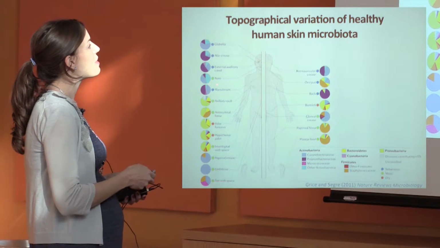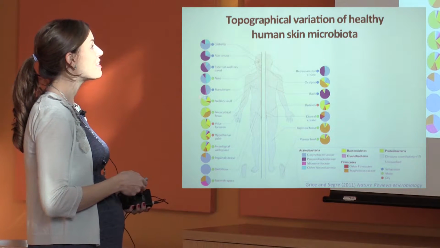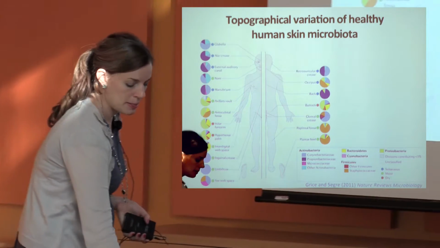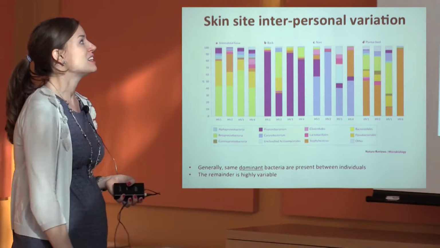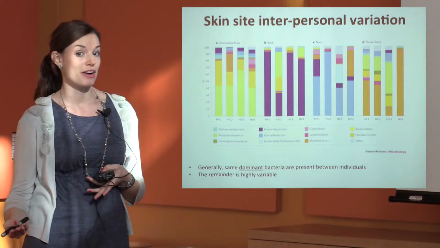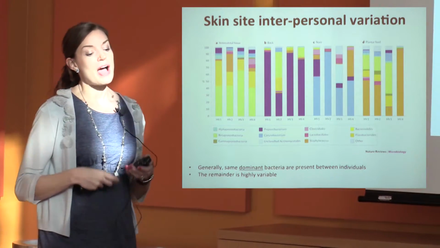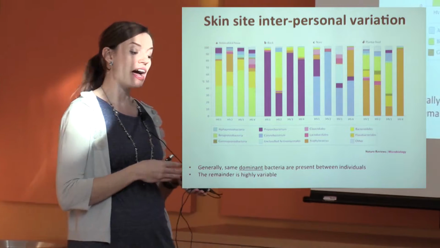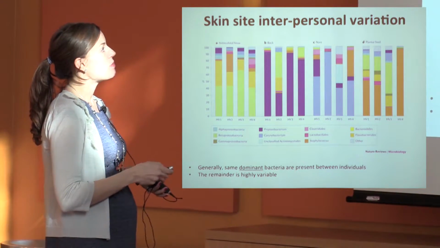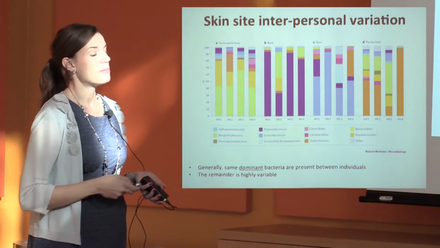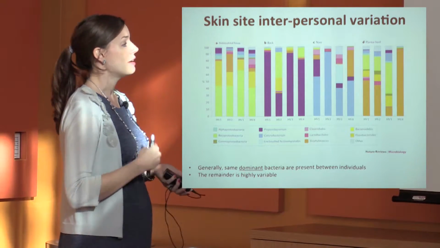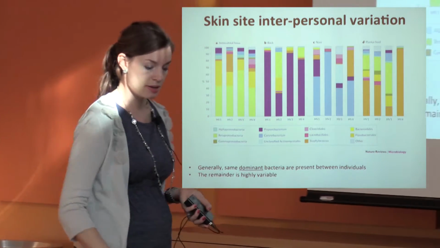So depending on the site, we found very different types of bacteria that colonize those sites. We also looked at interpersonal variation and how you would differ from your neighbor, for example. And what we find is that people generally are colonized by the same dominant type of bacteria, but it's this remainder up here that's highly variable and could even be transient that we pick up from environmental sources.